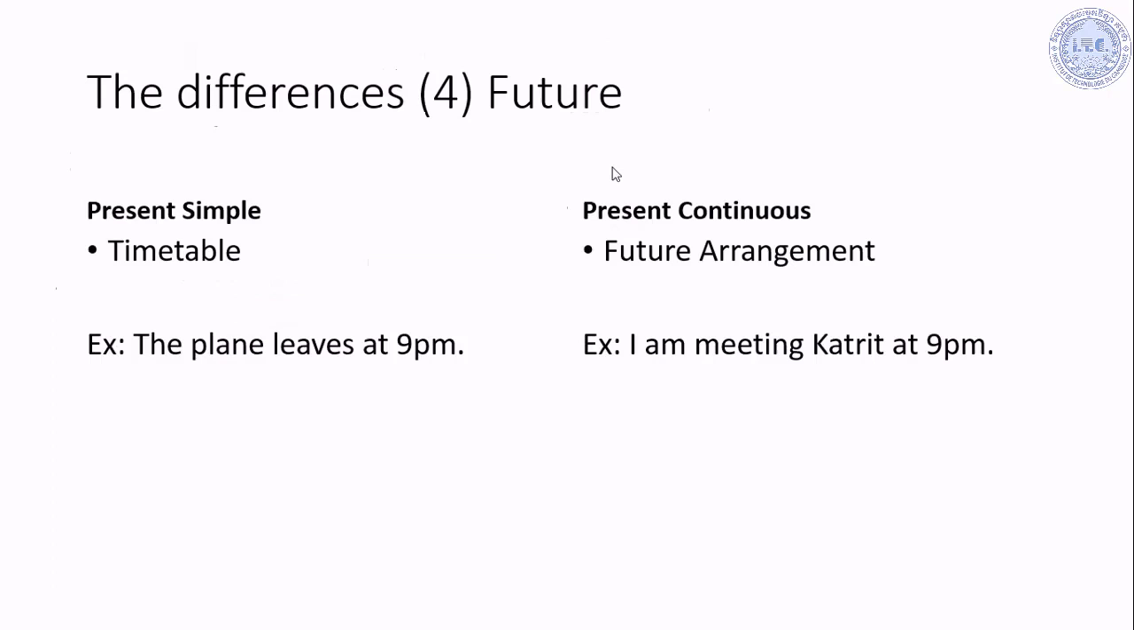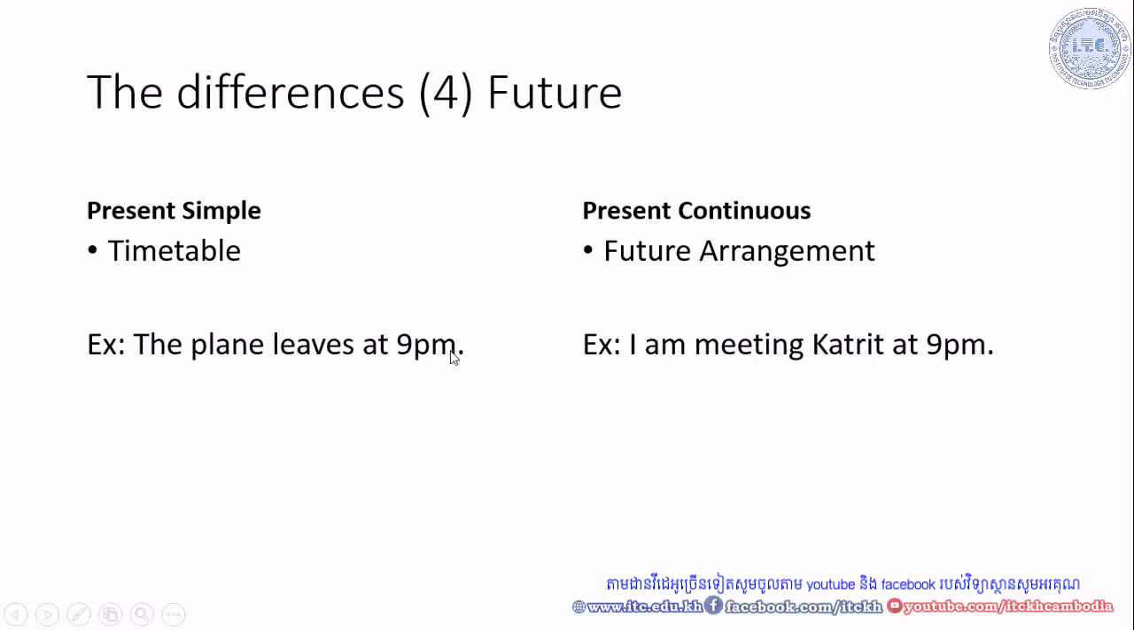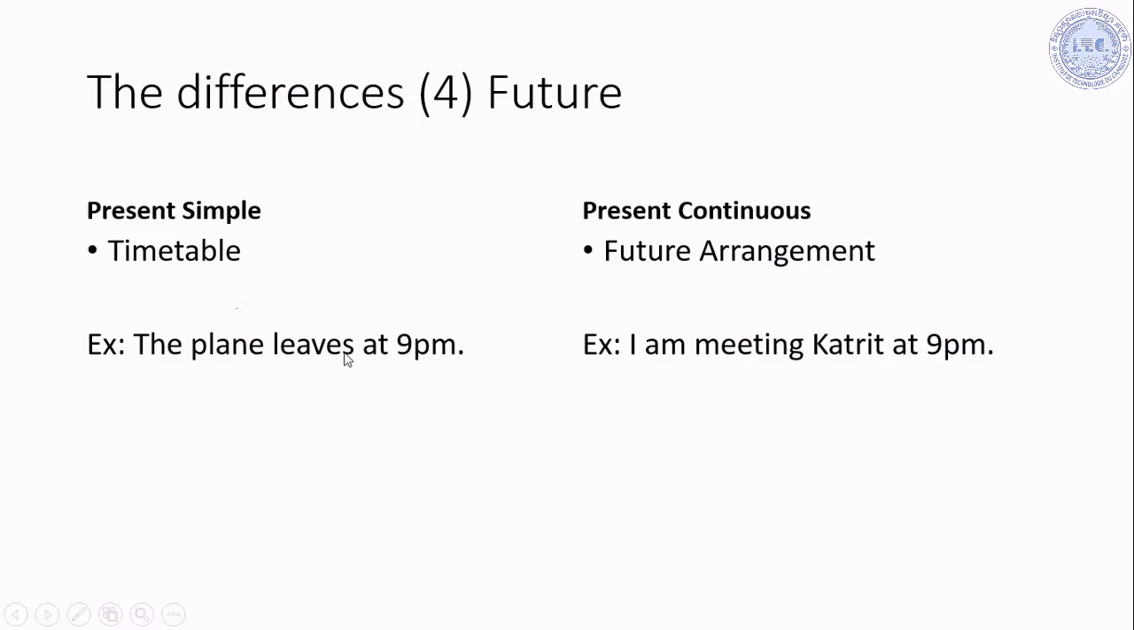Now we take a look at the fourth difference. So here we refer to the future. In present simple, right now it's in the morning, right? But still you say the plane takes off or the plane leaves at 9 p.m. You don't use will, right? Why? Because this is a timetable, and when it is a timetable or schedule, even if it is in the future, you still use present simple here. The plane leaves or takes off at 9 p.m.